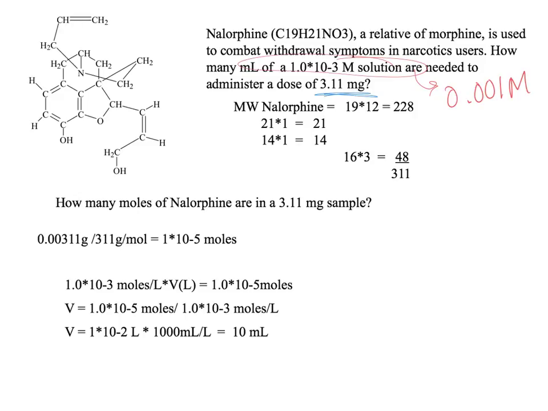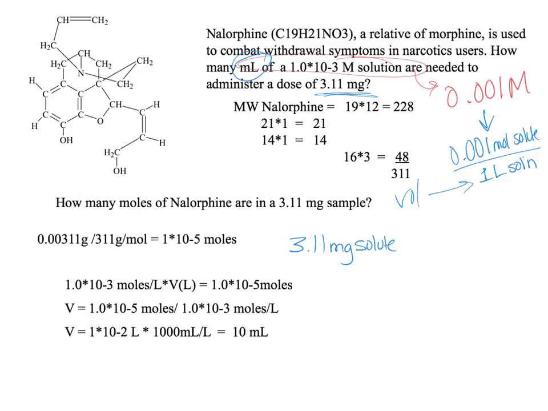Okay, so we have a couple of different things to do here. I need to give the patient 3.11 milligrams of the drug, and that's going to be my solute, because it's a solution. And my molarity, 0.001, means 0.001 moles of solute per 1 liter of total solution. To figure out how much volume I'm going to use, I need to know how many moles I have. Molarity allows me to convert between moles of solute and volume of solution, but I have to know one of the two. I have to know moles.